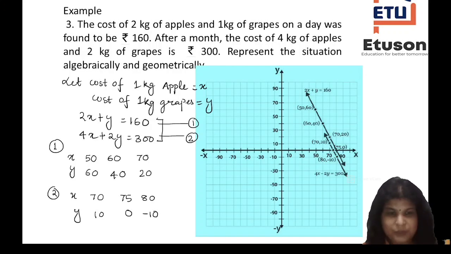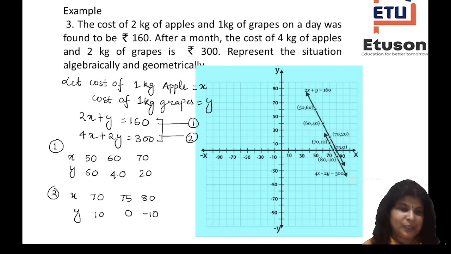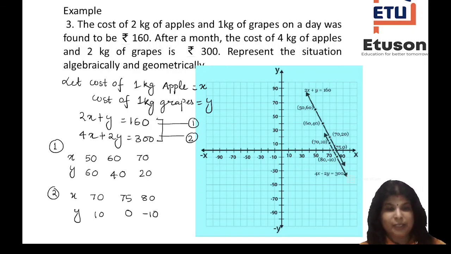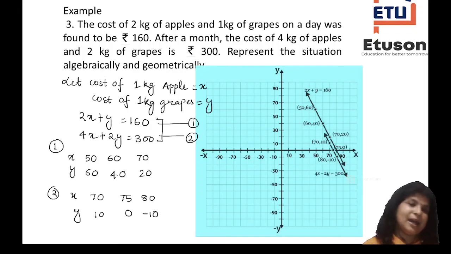Here you see the coefficient of x in the first equation is 2. The coefficient of x in the second equation is 4. Ratio 2 by 4, 1 by 2. Similarly, the coefficient of y in the first equation is 1, in the second equation it is 2. What is the ratio? 1 by 2. So both of them will be parallel to each other. As you can see, from the equations also you can find out that they will be parallel. So this is how you can represent a particular situation algebraically and geometrically.